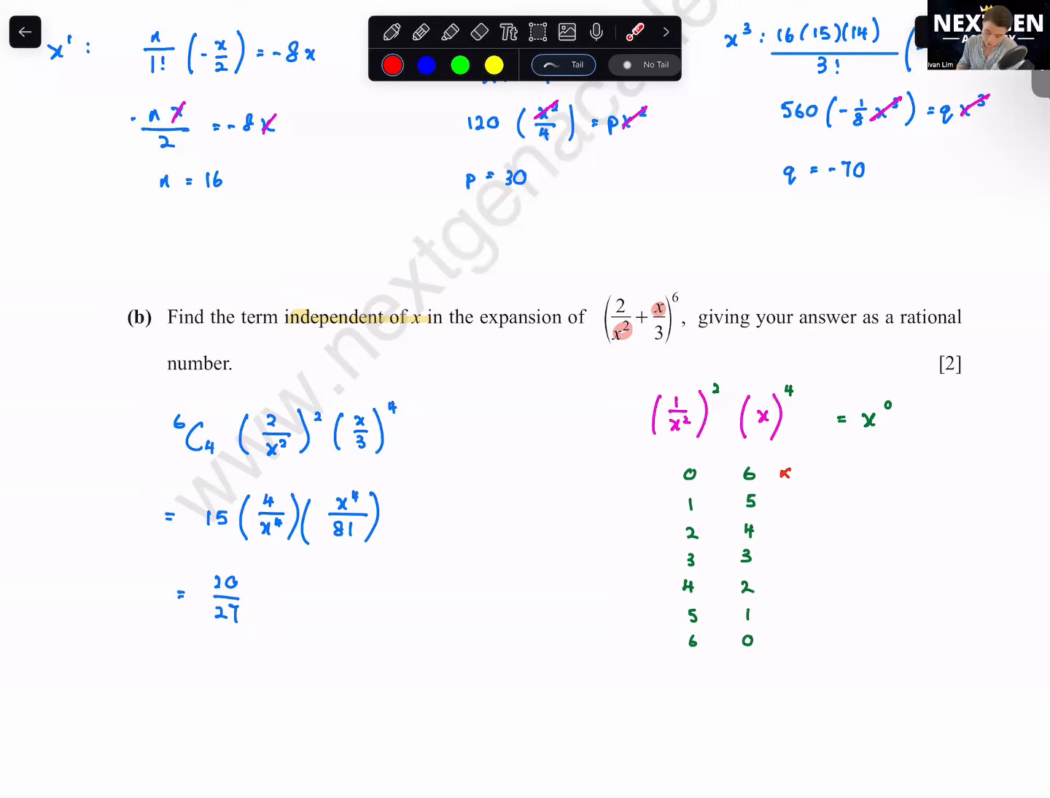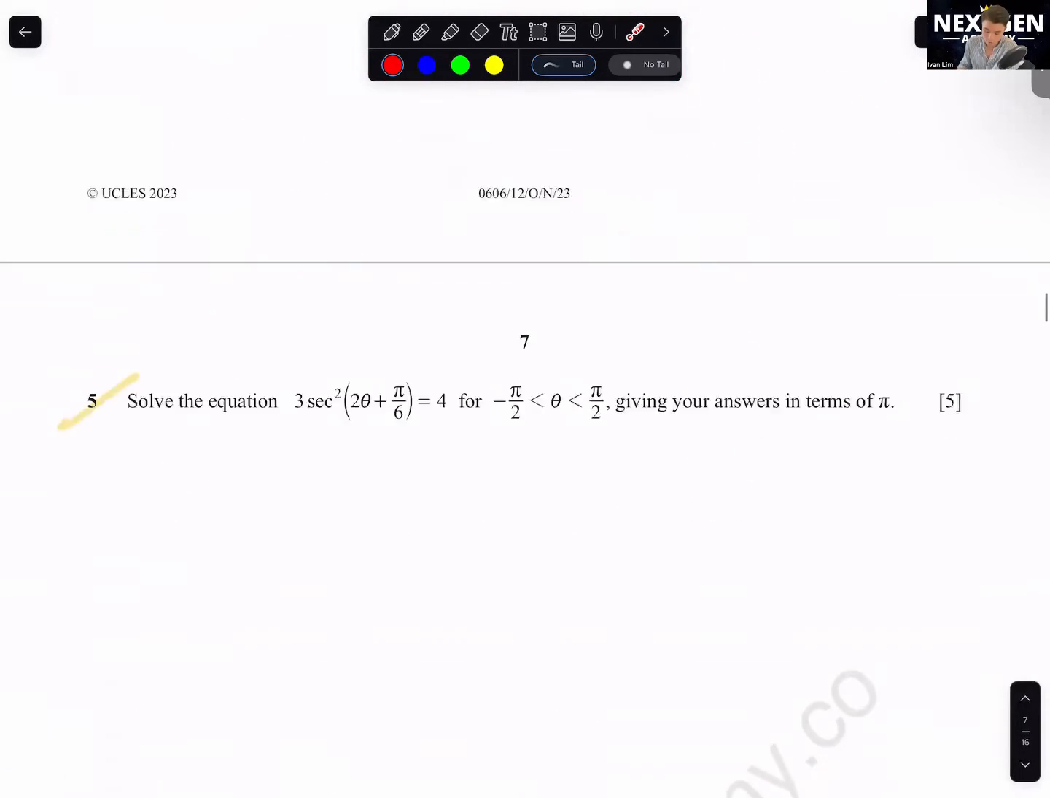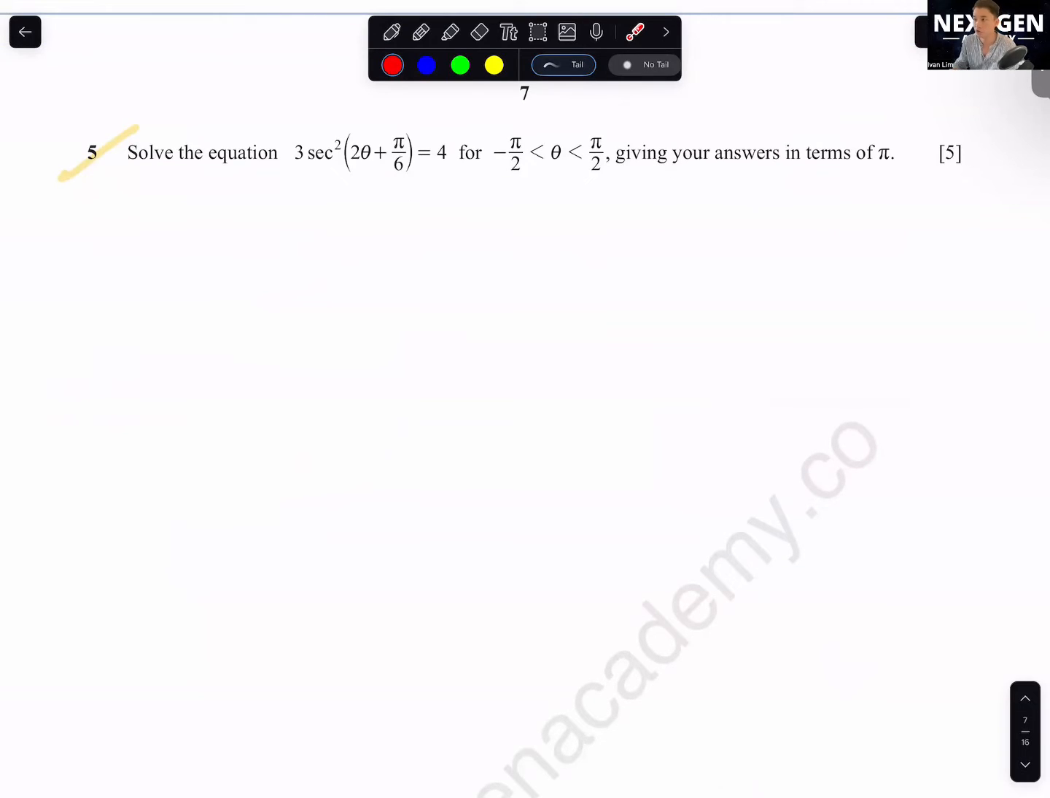All right. Okay, question 5. Everyone's favorite question. Trigonometry. Okay, for those who got the answer, anyone got the answer? It's a 5-mark question. As mentioned to you all, 101% a trigo question will come out in the exam.